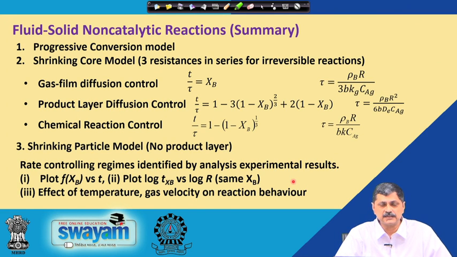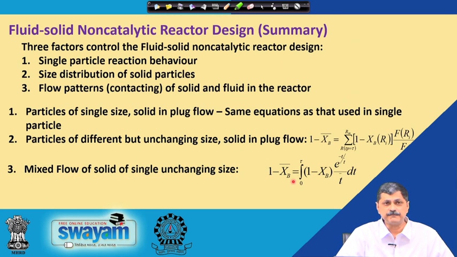So, in this module we have first discussed the fluid solid non-catalytic reactions. We have primarily discussed gas solid non-catalytic reactions. Different models we have discussed. We have used the shrinking core model in detail, 3 resistances in series for irreversible reactions, and then we have also learnt how to identify the rate controlling resistances. And finally, we have also discussed the fluid solid non-catalytic reactor design.